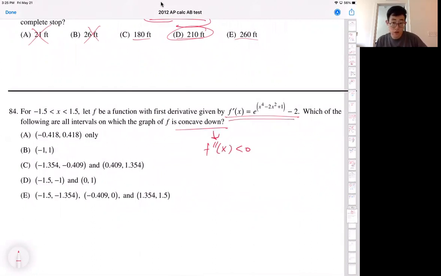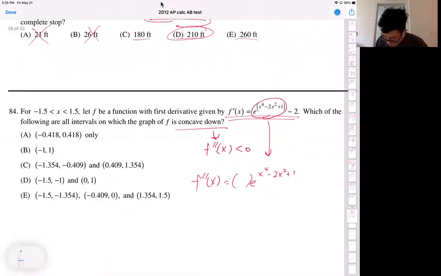I have the derivative function. So what you could do potentially is derive this by hand and look for where it's going to turn out to be negative. So the second derivative of e to the power of x⁴ minus 2x² plus 1: you want to take care of the exponent, derive it, and multiply in front of e here. If I derive the exponent, I get 4x³ minus 4x, because that's the derivative of the power here.